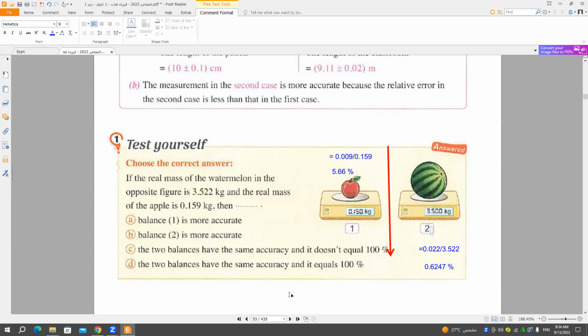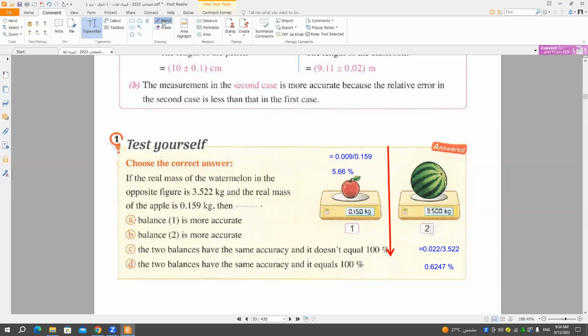Let's do the choices. Balance 1 is more accurate: false. Balance 2 is more accurate: yes, it is true. The two balances have the same accuracy: false. The two balances have the same accuracy and it equals 100: false. So our choice will be letter B, balance 2 has the higher accuracy. So if you have two devices, you must choose the one with the smallest relative error, because you will get higher accuracy.